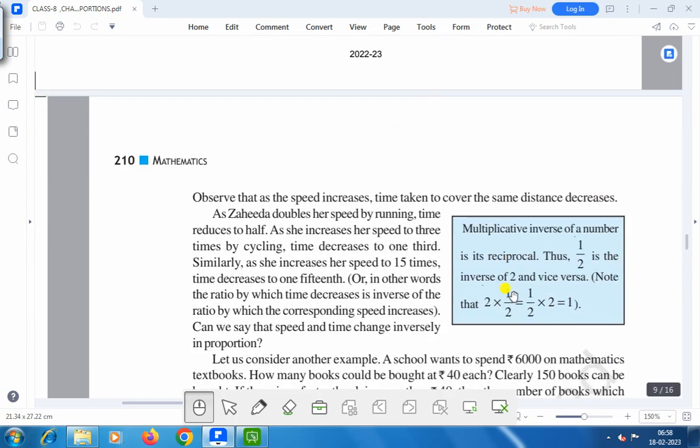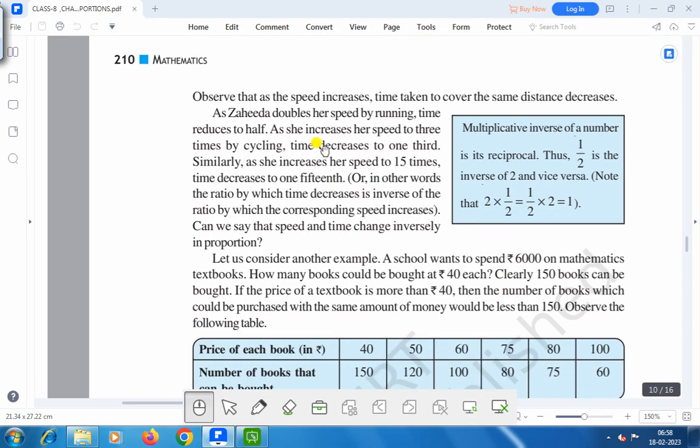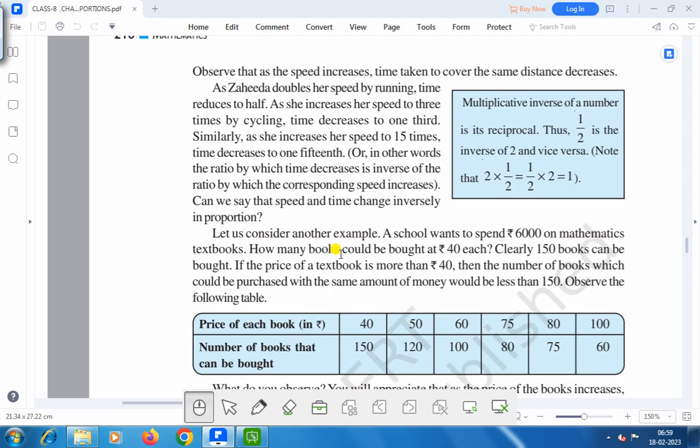Observe that as the speed increases, time taken to cover the same distance decreases. As Jahida doubles her speed by running, the time reduces to half. As she increases her speed to 3 times by cycling, time decreases to 1/3. Similarly, as she increases her speed to 15 times, time decreases to 1/15. Or in other words, the ratio by which the time decreases is the inverse of the ratio by which the corresponding speed increases. We can say that speed and time change inversely in proportion.